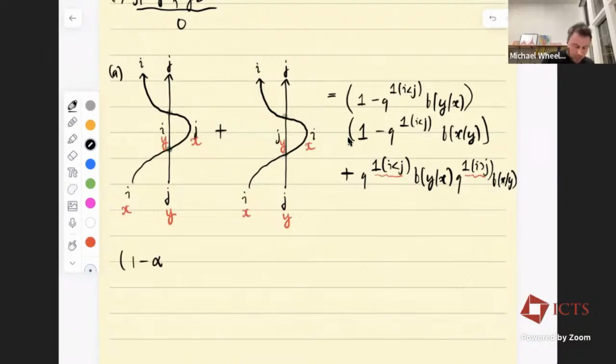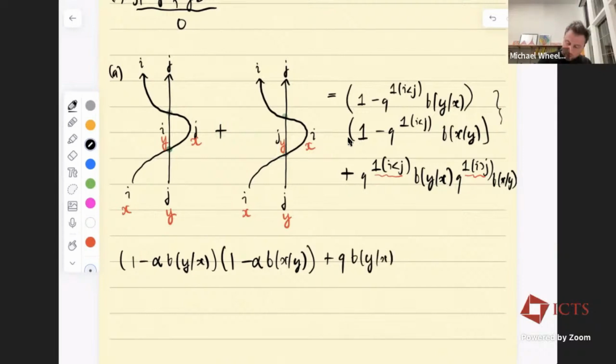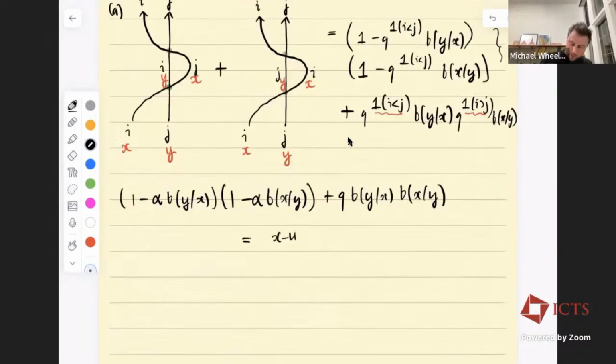So if I take 1 minus alpha b of y over x, where alpha is just a parameter here, and then 1 minus alpha b of x over y. This first product corresponds with these terms here. And then, as I said, you're certain to have q, and then just b of y over x and b of x over y. And this thing actually factorizes. If you explicitly compute it, you get x minus y squared, alpha minus q, and alpha minus 1.